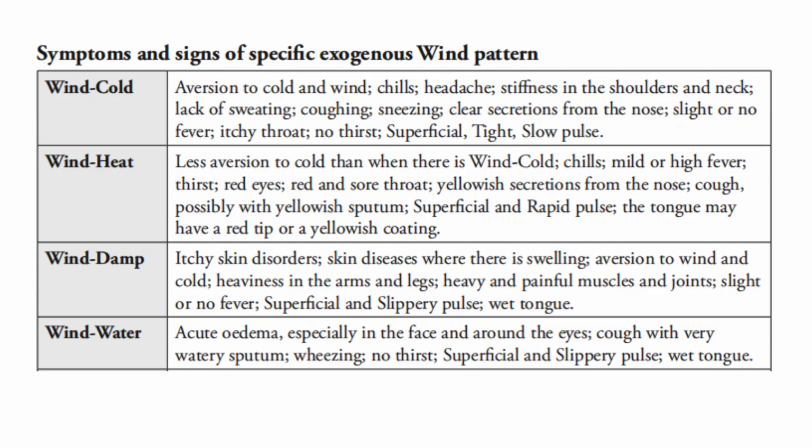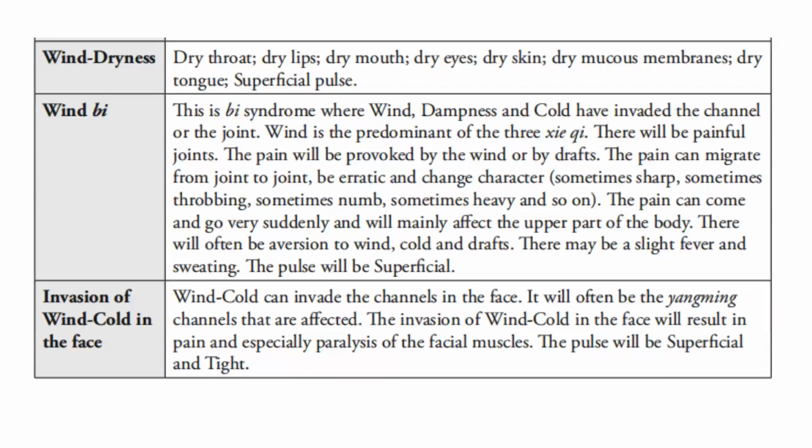In wind water, there is acute edema, especially in the face and around the eyes. Cough with various watery sputum, wheezing, no thirst, superficial and slippery pulse, and a wet tongue. In wind dryness, there is dry throat, dry lips, dry mouth, dry eyes, dry skin, dry mucous membranes, dry tongue, and a superficial pulse.